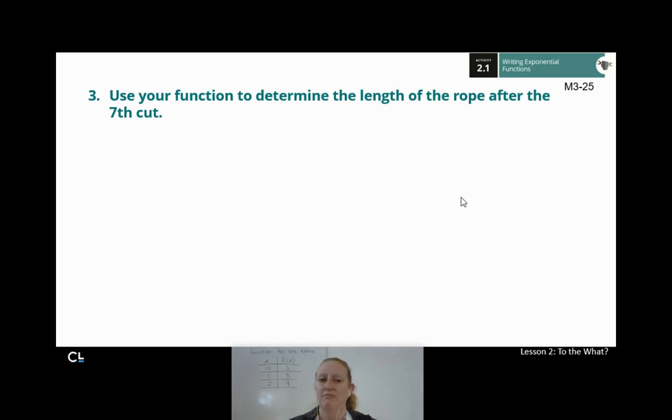You have your function. Can you please use it? And that means you're going to want a calculator nearby. Can you please use it to determine the length of the rope after the 7th cut? Go ahead, hit pause to work this out, hit play when you're ready to check your work.